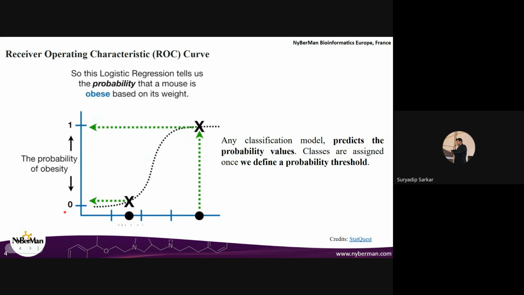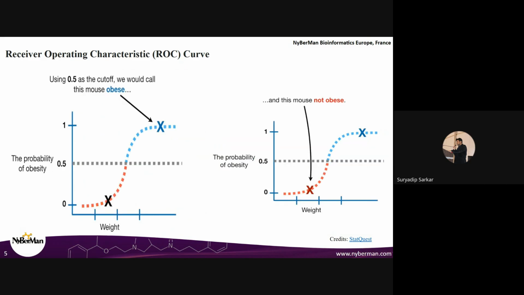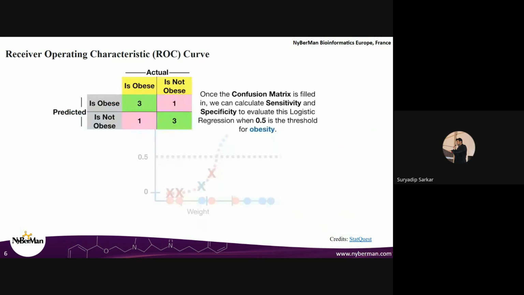So the classification remains in our hand. If we use probability of obesity as 0.5 as the cutoff, we would call this mouse obese and this mouse not obese. That is what we would do, because we as users have set the probability to 0.5. Very important to note here: the probability threshold is set by us. The model or the algorithm is simply predicting the probability value.